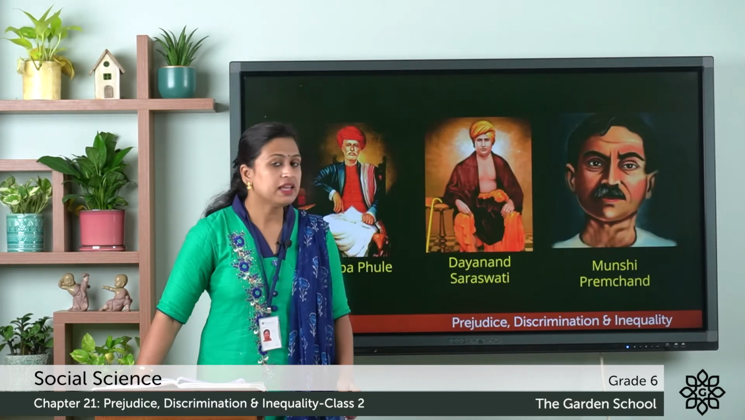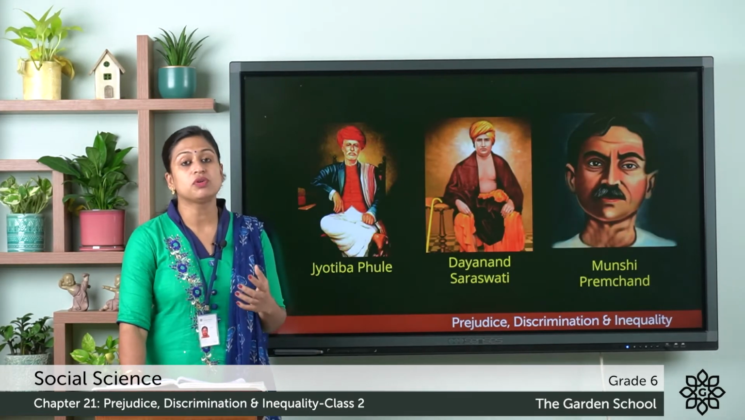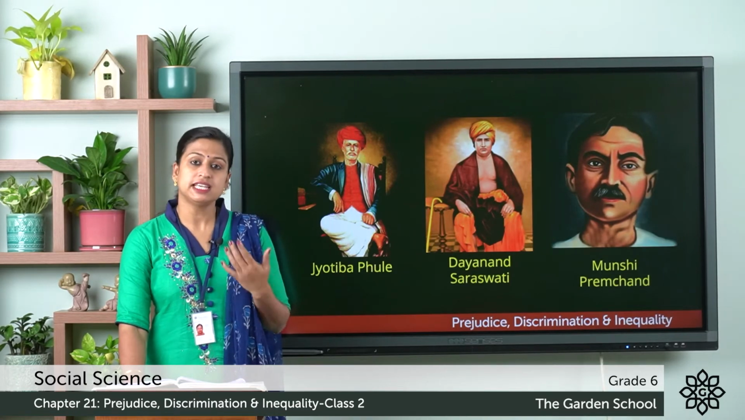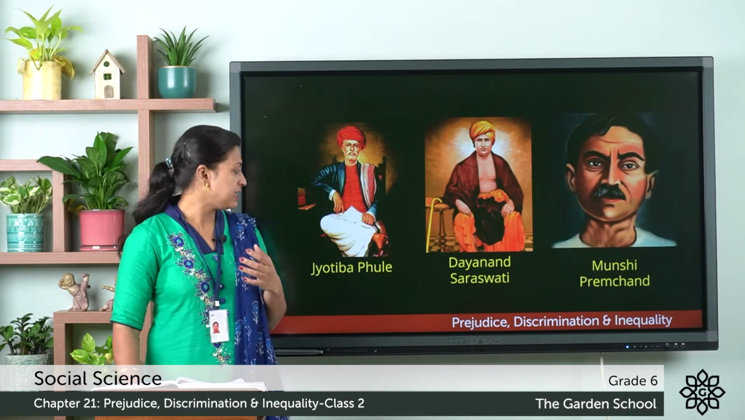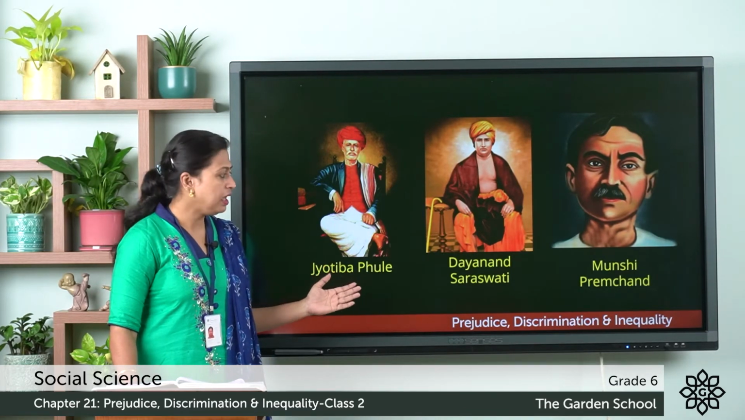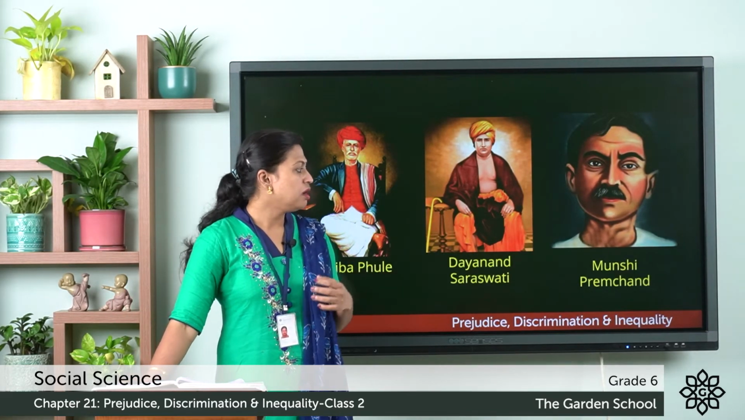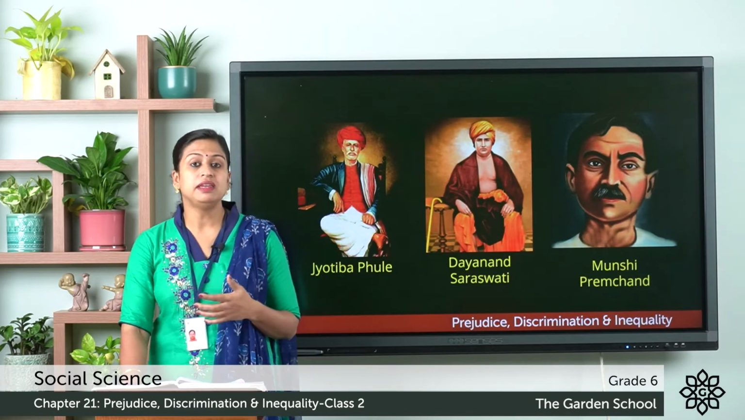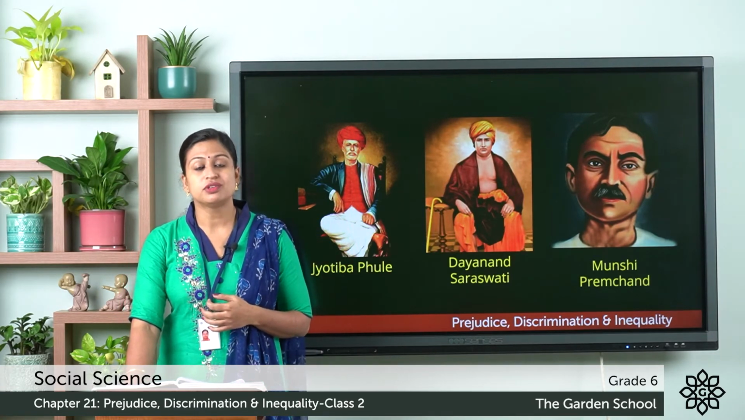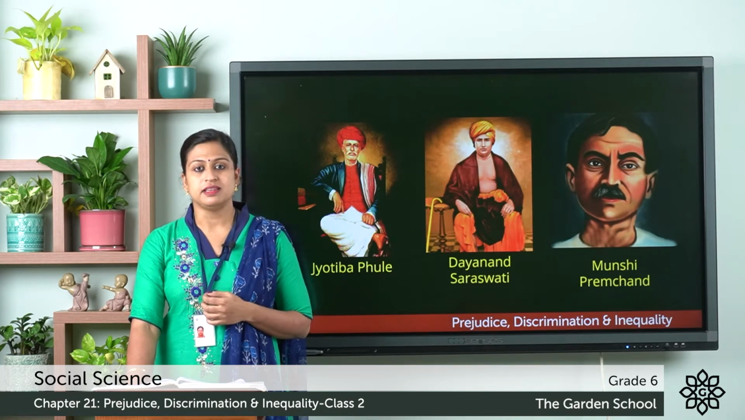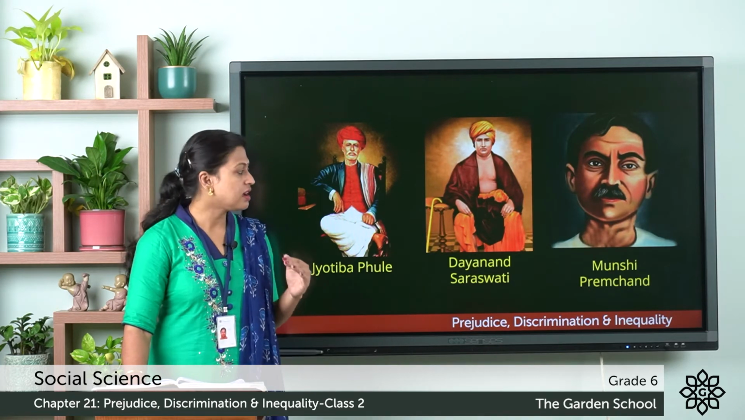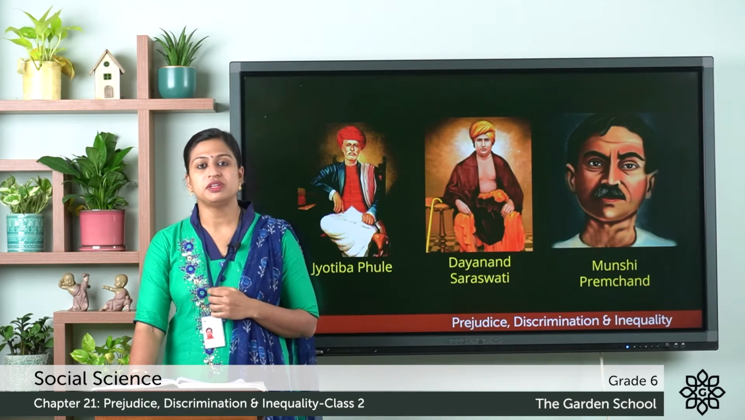And here you can see the picture of some social reformers who dedicated their lives to the betterment of our society. You can see Jyotiba Phule, Dayanand Saraswati, Munshi Premchand and many other social reformers. They dedicated their lives to the betterment of our society. So this was about the caste system and discrimination.